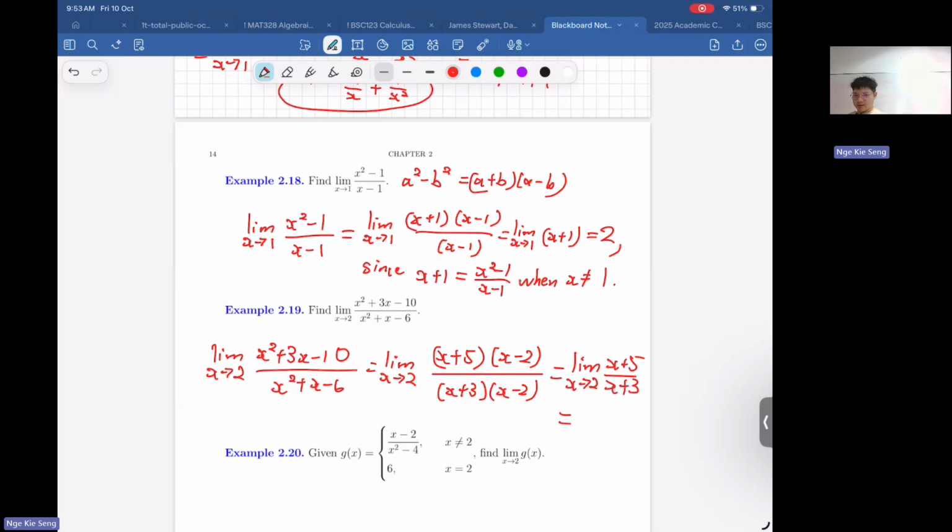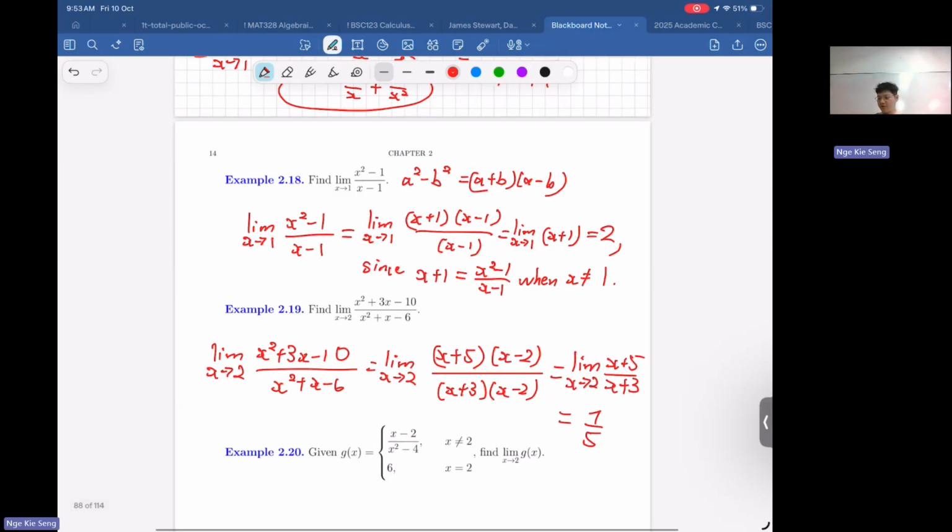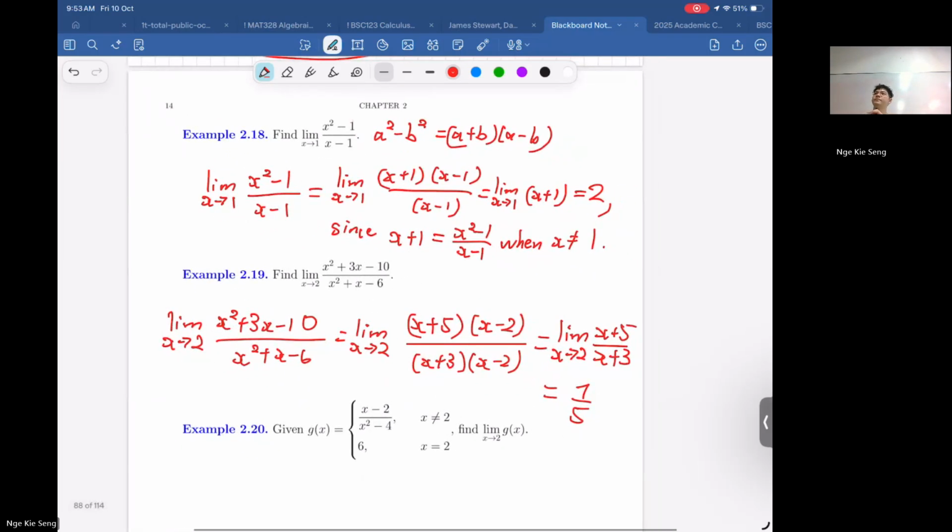Then what is this? This is just 7 over 5. Yes, you can use the substitution property now because it's just a rational function. Any question before we break? Okay, let's break until 10:03.